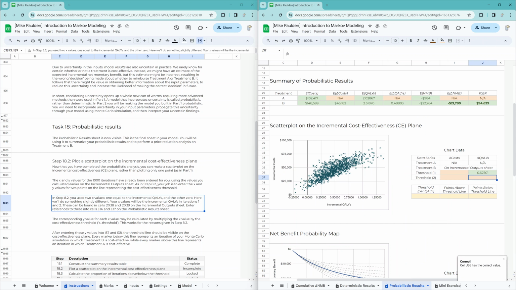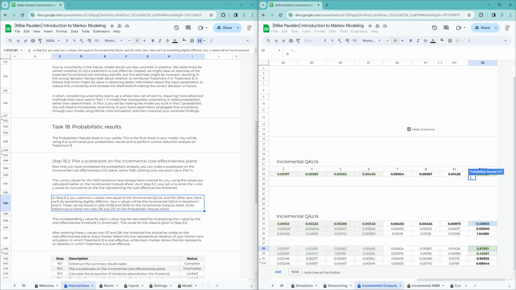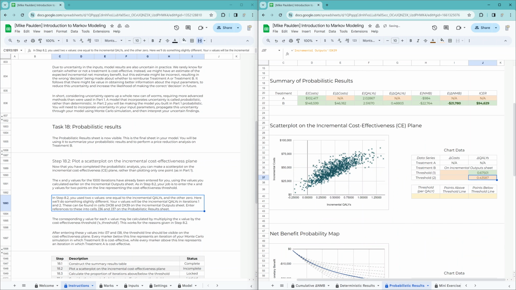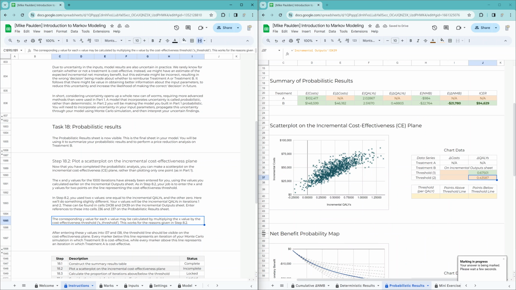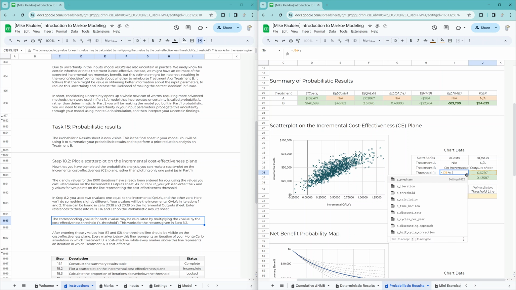Okay, so let's do the same now for iteration 2. We need to go to the total. I believe it's this one here, so DX39. And then it says in the instructions, the corresponding Y value for each X value may be calculated by multiplying the X value by the cost effectiveness threshold. So we're just going to say equals this multiplied by the threshold.